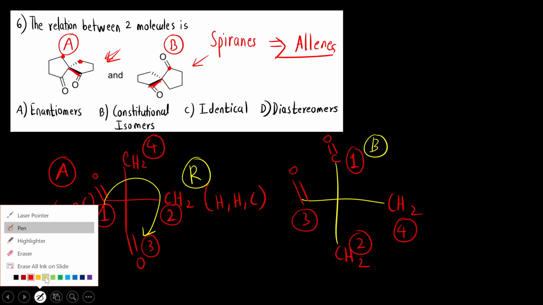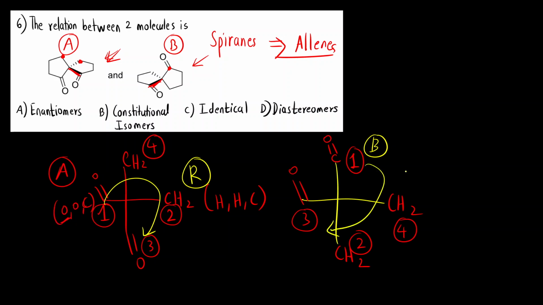Again, if you see now 1 to 2 to 3, it is what? It is clockwise. So this is R. Both are having the same absolute configuration. So they are identical.